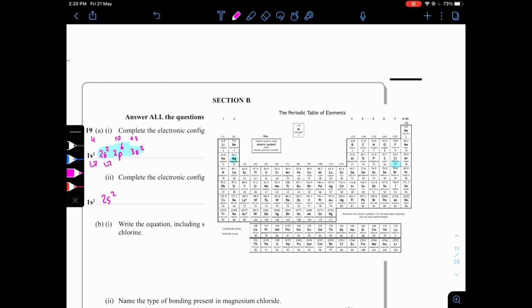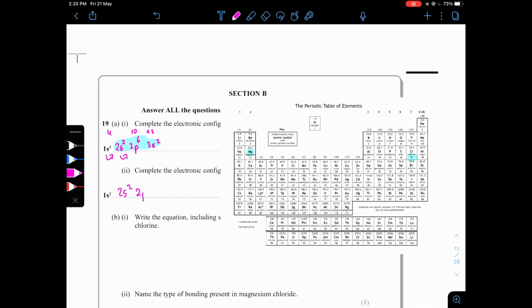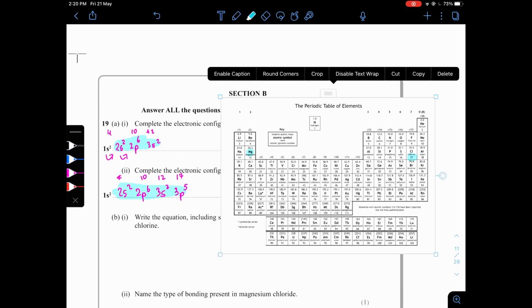So we have 2s2, and then we have 2p6. Our total now is 4, now it's 10. Then we have 3s2, so that's 12. And now we need to add 5, so that's going to be 3p5. That's our 17. So this is the electronic configuration of chlorine.